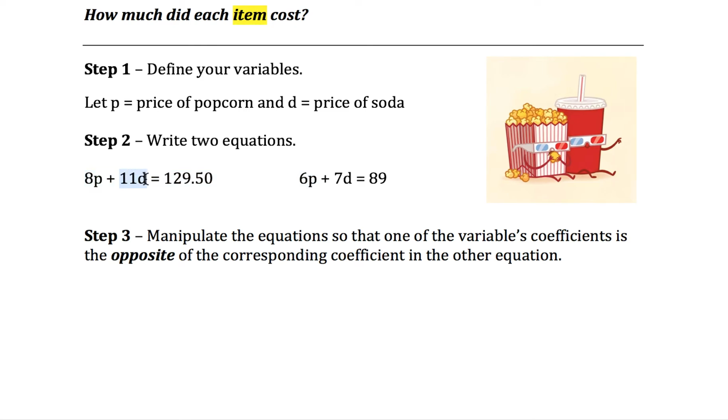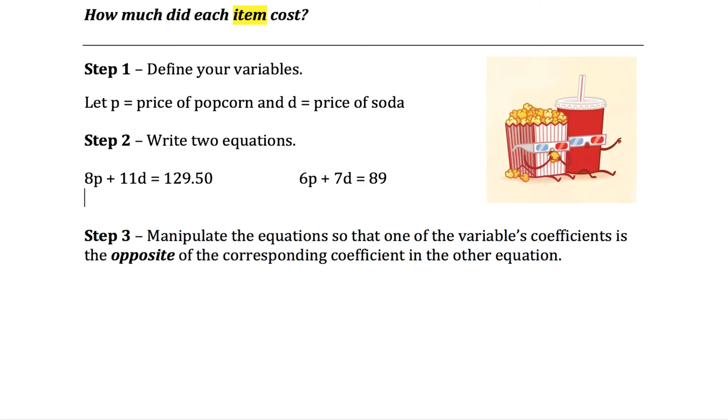Or we could look at 11D and 7D and try to do the same thing with the 11 and the 7. So right here, it's sort of like looking for a lowest common denominator when you're adding fractions. Let's look at this 8 and 6 and try to think of a number that 8 and 6 can both go into. Well, they can both go into 24, because 8 times 3 is 24 and 6 times 4 is 24.